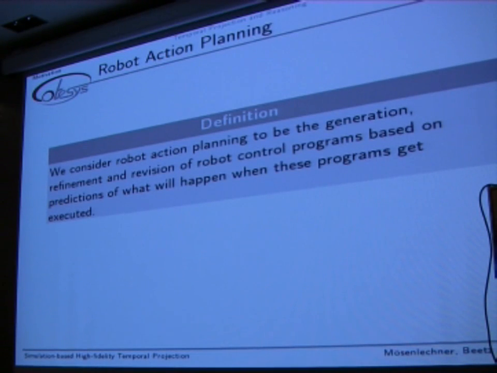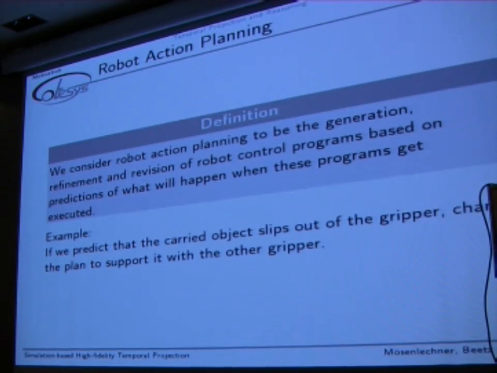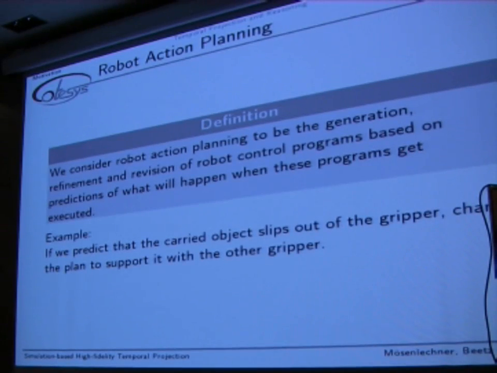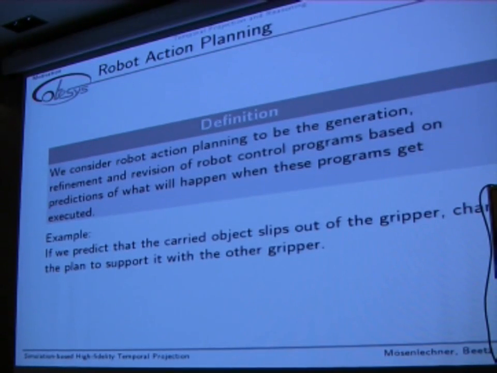Refinement and revision of robot control programs based on prediction of what will happen when these programs get executed. So just an example of what we want to do. If we, for instance, predict that an object that is carried slips out of the robot's gripper, we want to change the behavior of the robot so that the robot supports the slipping object with the other gripper, for instance.